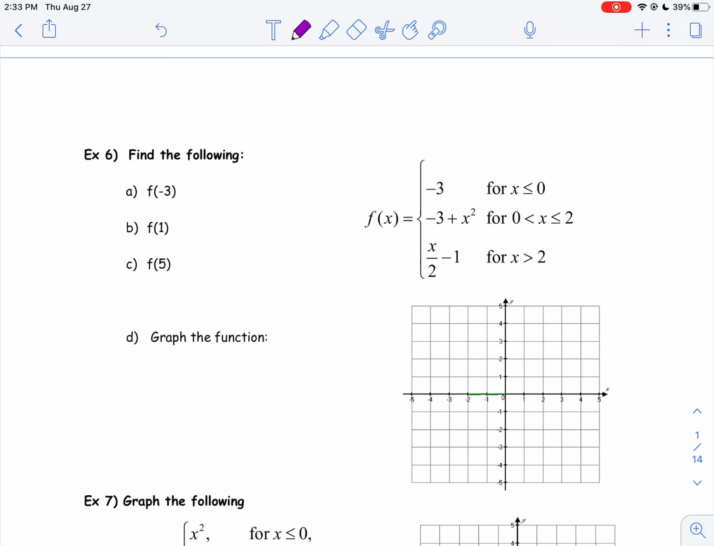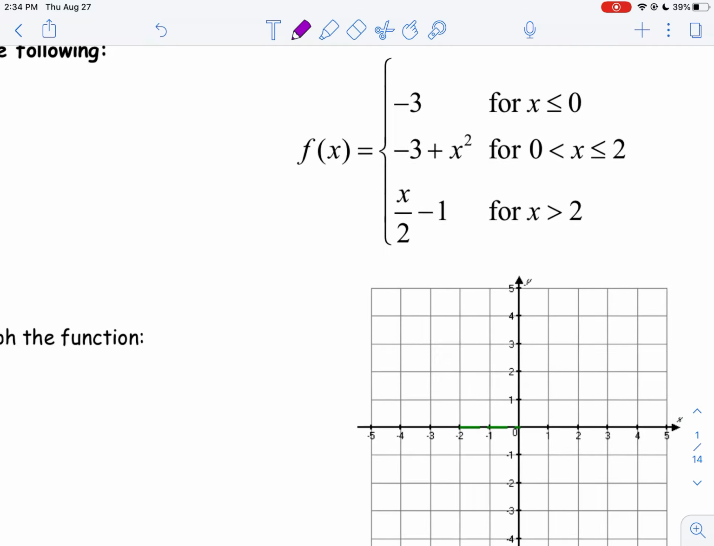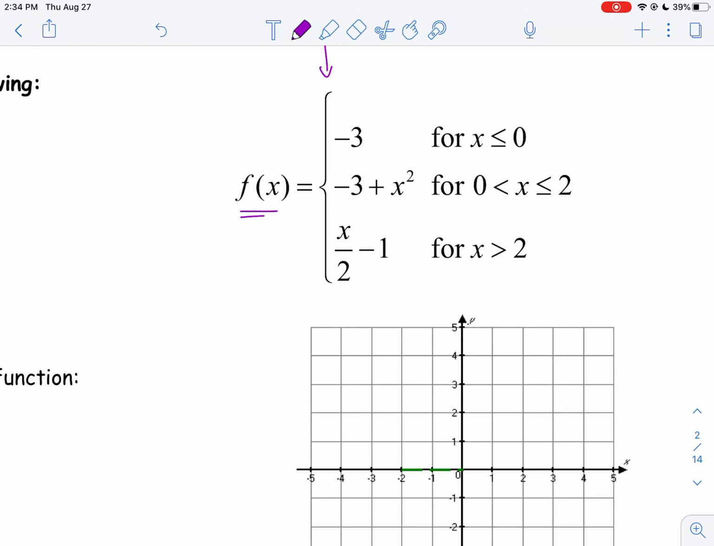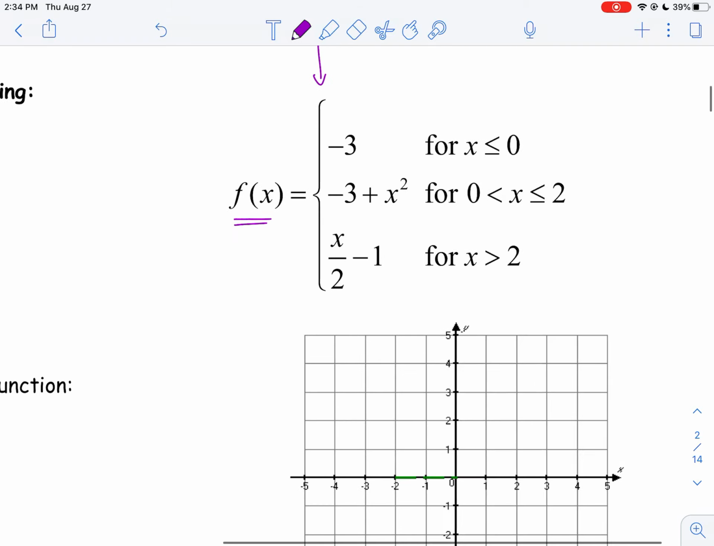Alright, let's take a look at piecewise functions. This is a piecewise function. It has several pieces, so we call it a piecewise function. And really what it's saying is, use the function that depends on what my x value is. If x is less than or equal to 0, we need to use this piece of the function. If x is between 0 and 2, then we use this piece. And if x is greater than 2, we use this piece.